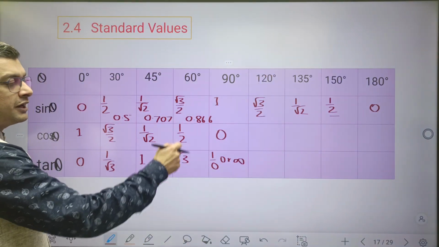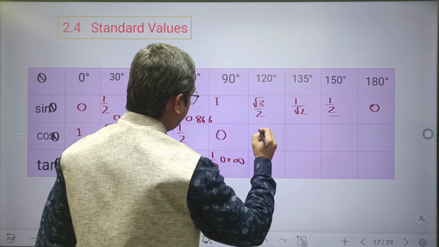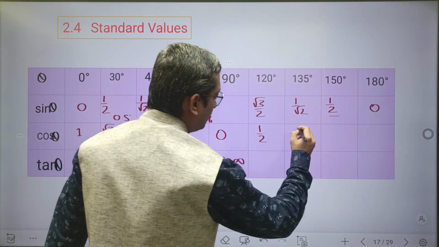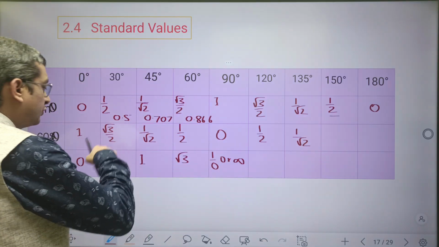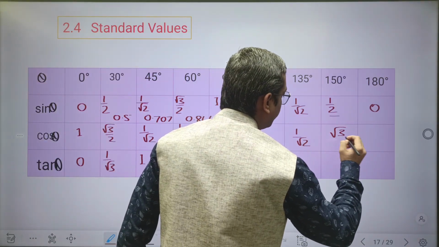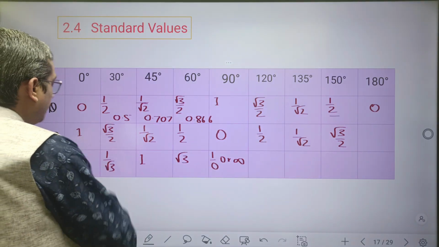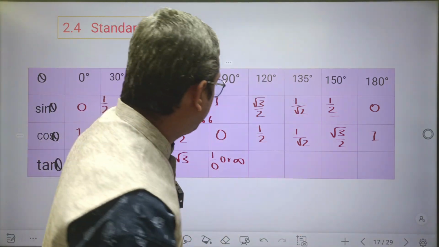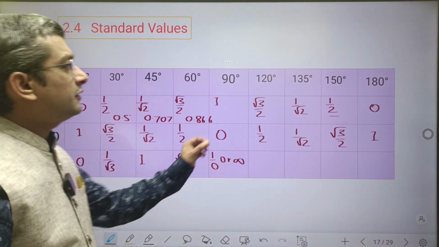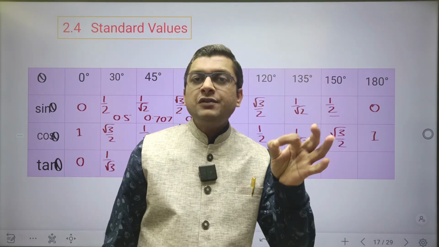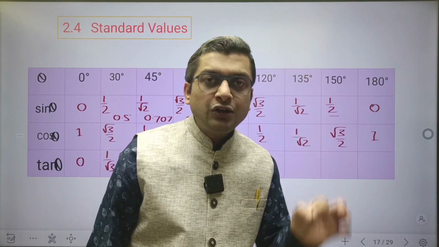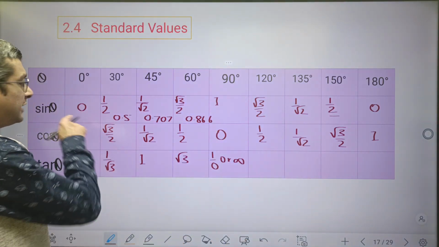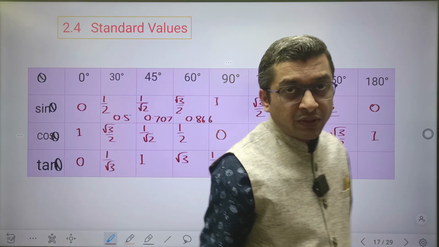Here before 0 is 1 by 2, so after 0, that is cos 120 is 1 by 2, 1 by root 2, 1 by root 2, root 3 by 2, root 3 by 2, and here it is 1, 1. But one thing please keep in mind, dear students, that if I write sine 120, so sine 120 means the angle 120 lies in the second quadrant, and in second quadrant sine theta will be positive, no doubt.